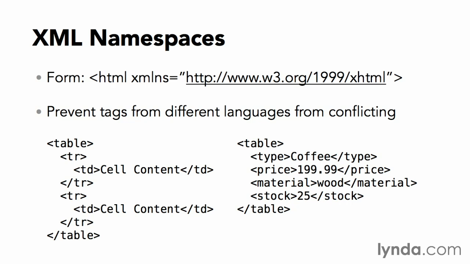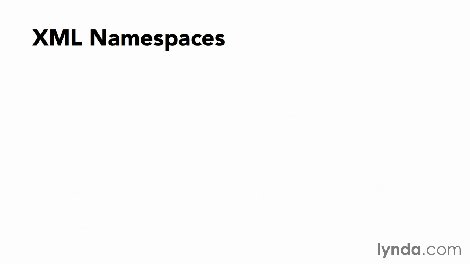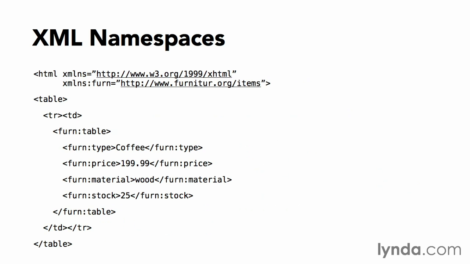So the way that you'd solve this is you define an XML namespace for your tag set. Now here on my HTML tag, I would have the XMLNS equals, and that's the XHTML namespace. And then that's followed by another namespace definition. In this case, I've got XMLNS colon, and then fern for furniture. And I'm pointing that at a URL that I just made up. I have no idea whether that actually exists or not, but I'm just illustrating an example here.